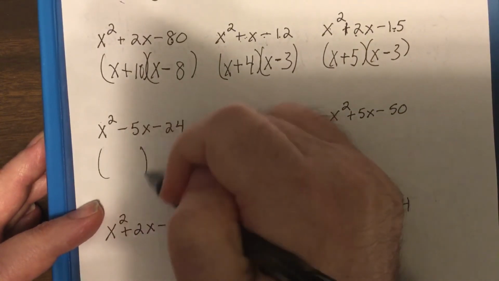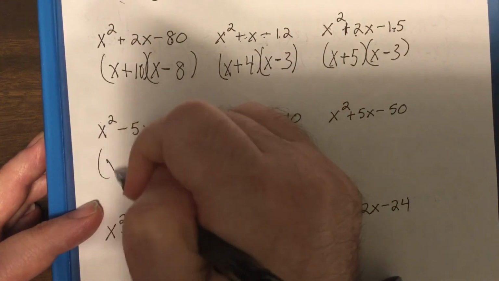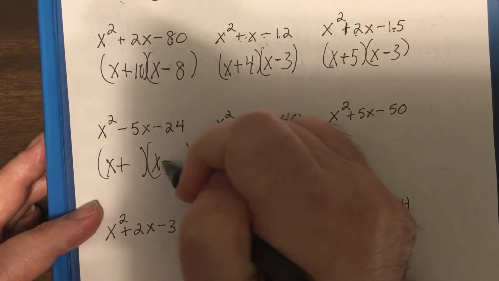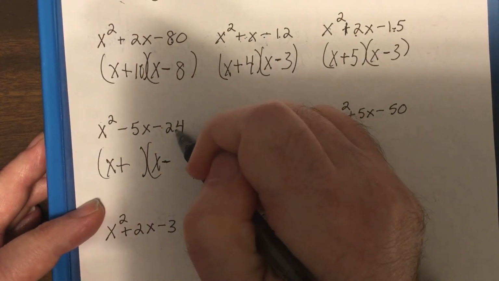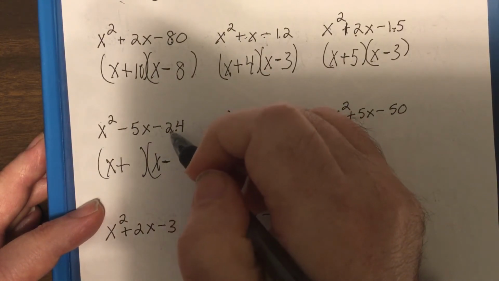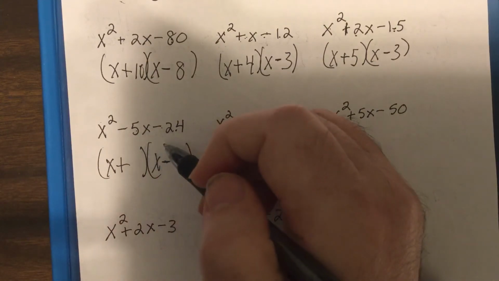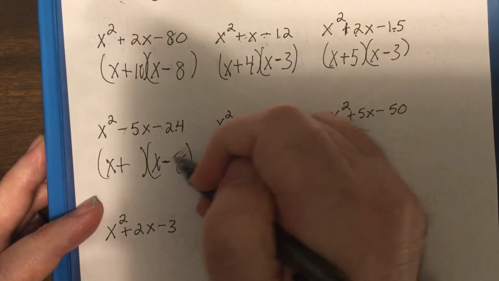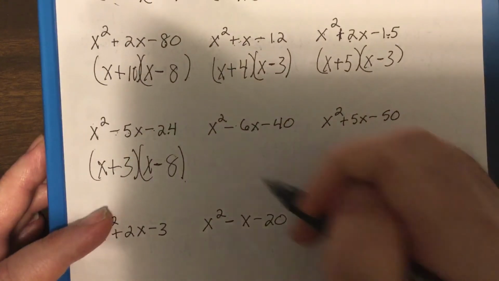Okay, so again, x squared is x and x. Last term's minus, so plus, minus, or minus, plus. What are the factors of 24 that subtract to give you 5? How about 8 and 3? And the largest one goes with this sign, so it'd be 8 and it'd be 3.